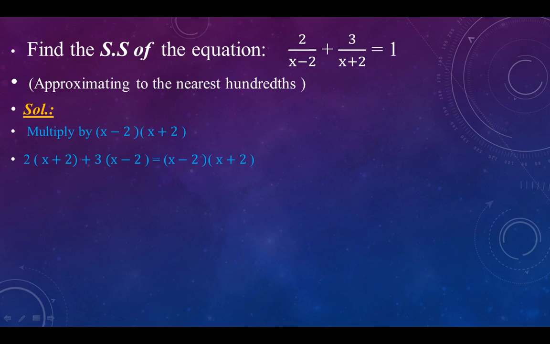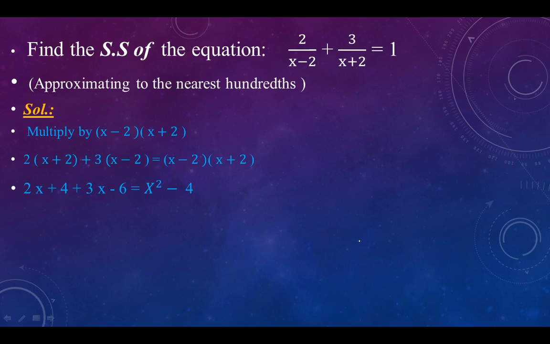Now we are going to distribute 2 over the brackets and 3 over the brackets. 2 times x equals 2x, 2 times 2 equals 4, 3 times x equals 3x, and 3 times negative 2 equals negative 6. Here we are going to multiply the two brackets together, x minus 2 times x plus 2. This is a difference between two squares. We multiply first term by first term and second term by second term, and the middle term will be equal to 0. So x multiplied by x equals x power of 2, and negative 2 multiplied by 2 equals negative 4.